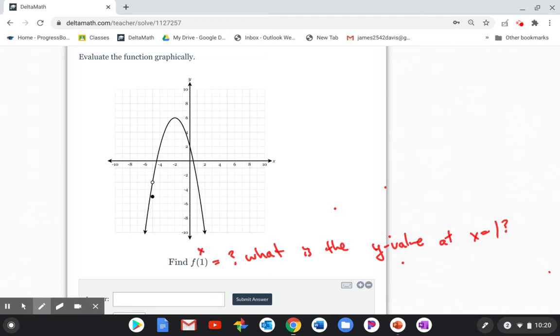So we go to 1 on the x-axis, which is right here. And then we just look for the y value. The y value where the curve hits is right there. And that looks like it's -3. So f of 1 would be -3.